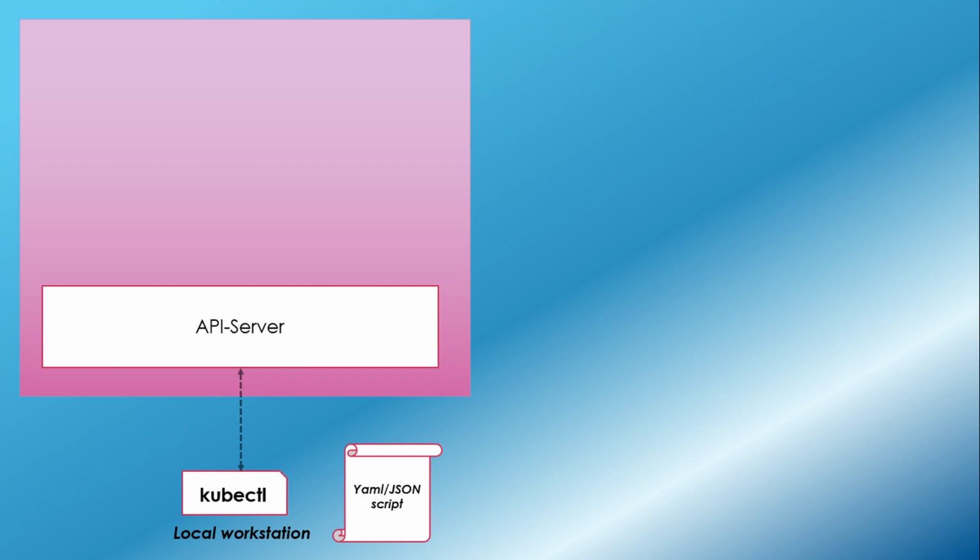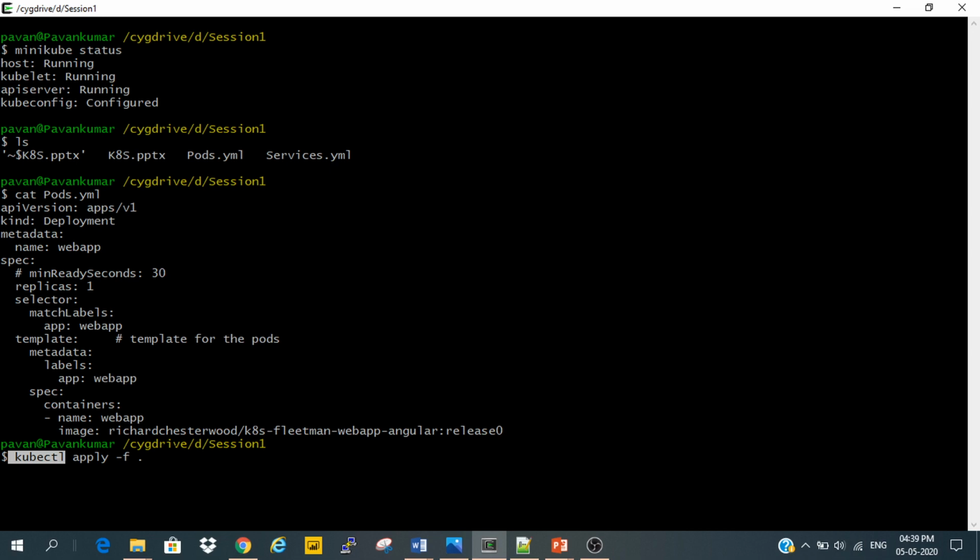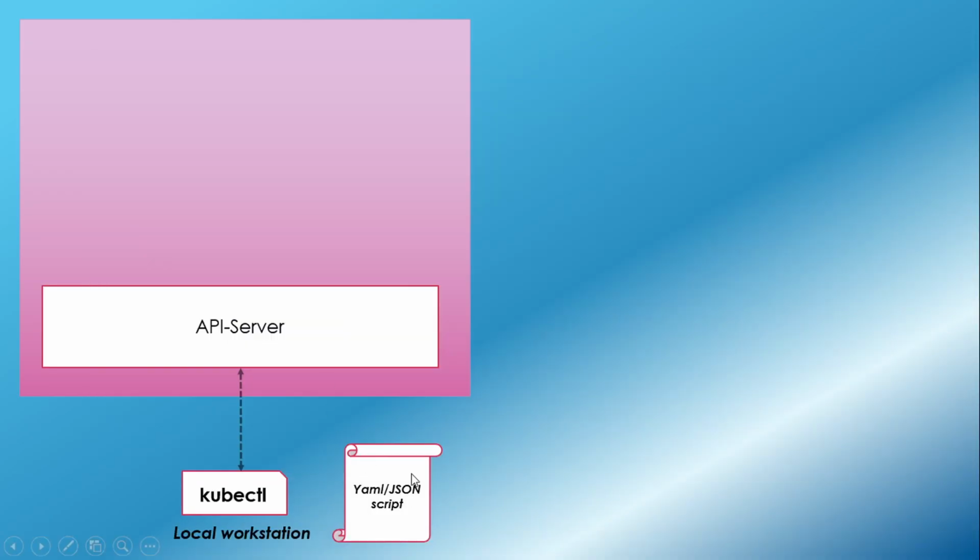Whenever we communicate to the API server, our written scripts are here. What are those? Pods YAML and services YAML, these two files. Now we are deploying these two files to the API server through interaction with the help of kubectl, the kube controller. It is the communication way to the API server.